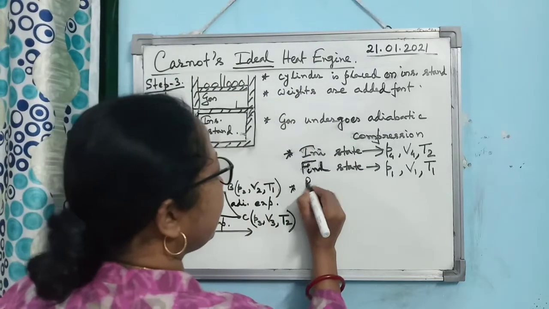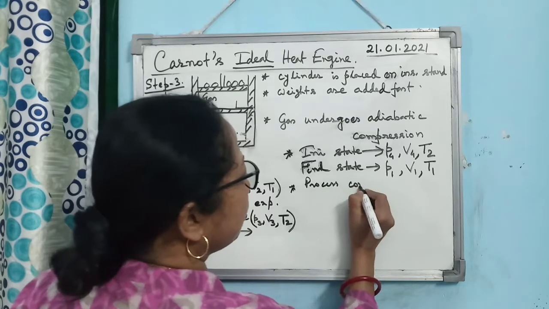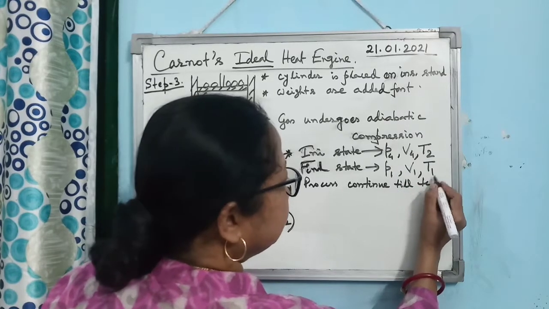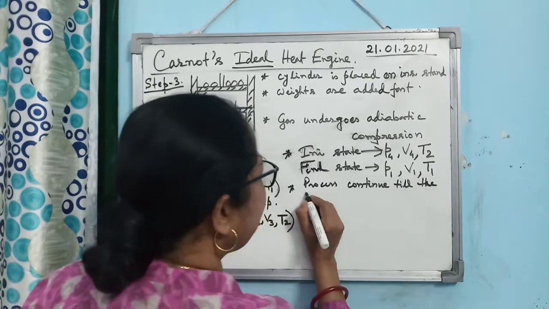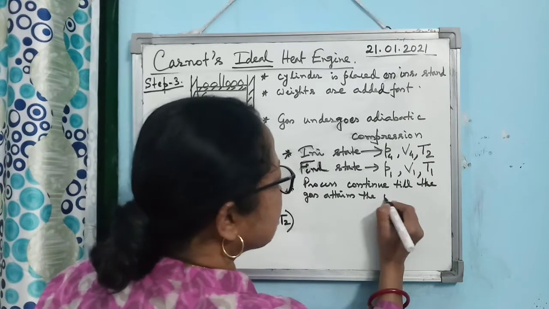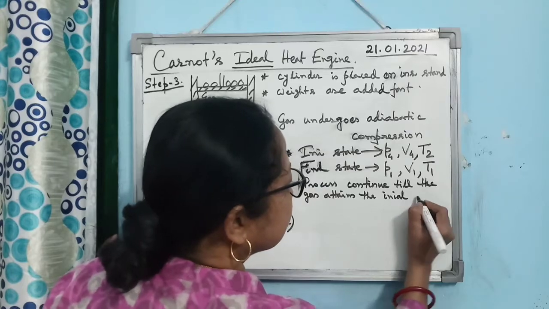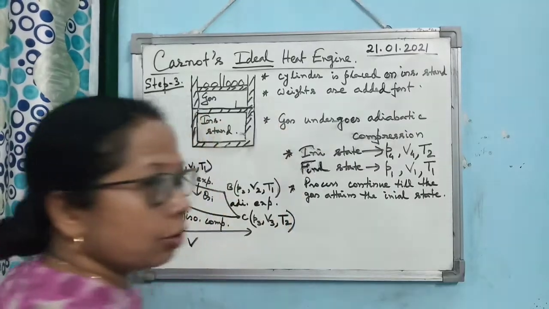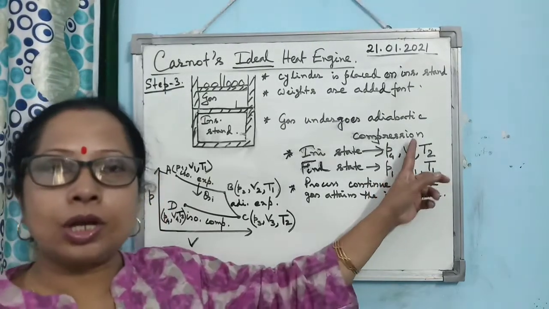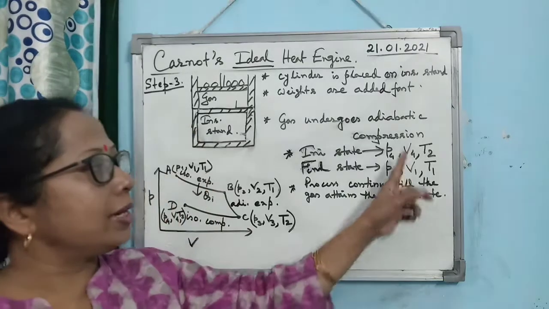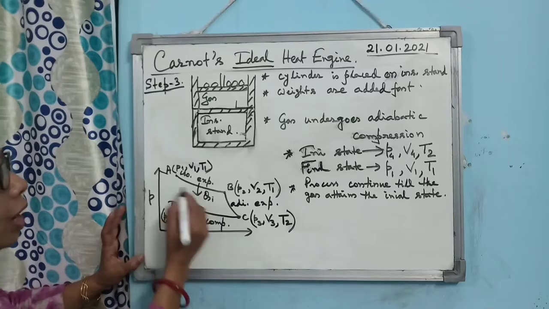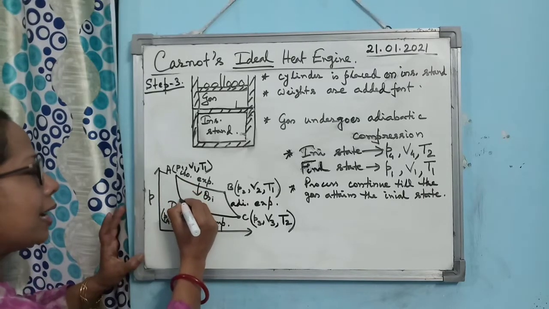So here you have to write: process continued till the gas attains the initial state. So what was the initial state? Pressure P1, volume V1, temperature T1. So pressure will increase to P1, volume will decrease to V1, temperature will increase to T1. So you see in the graph how you can show that this is the adiabatic compression.